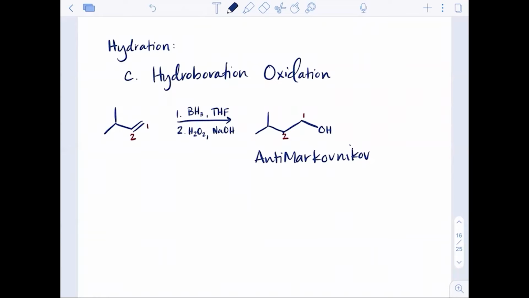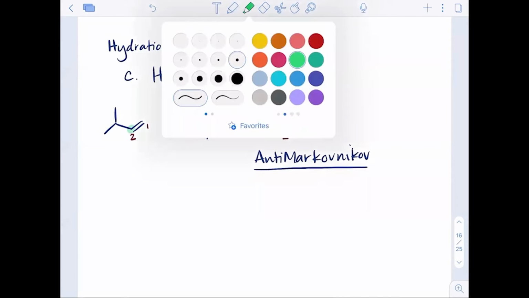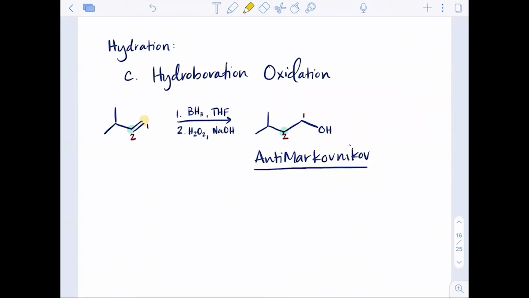Let's move on to our third way to hydrate an alkene, hydroboration oxidation. With hydroboration oxidation, it is our first introduction to the anti-Markovnikov addition. Notice how in this alkene, carbon 2 here is more substituted. Carbon 1 at the end of the chain is less substituted. And what we notice is that water is added anti-Markovnikov, opposite of what we had thought beforehand.